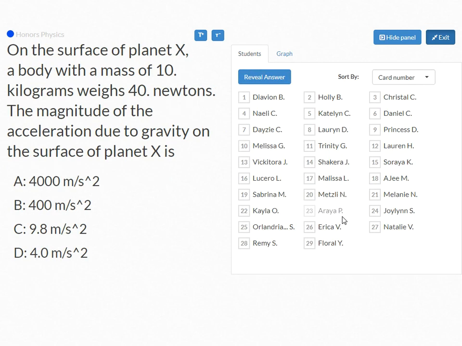All right, this one you'll have to do a calculation, but it won't be too tough. All right, on the surface of planet X, a body with a mass of 10 kilograms weighs 40 newtons. The magnitude of the acceleration due to gravity on the surface of planet X is, and there are your 4 choices. You will need to do a little bit of math, nothing too crazy, okay?